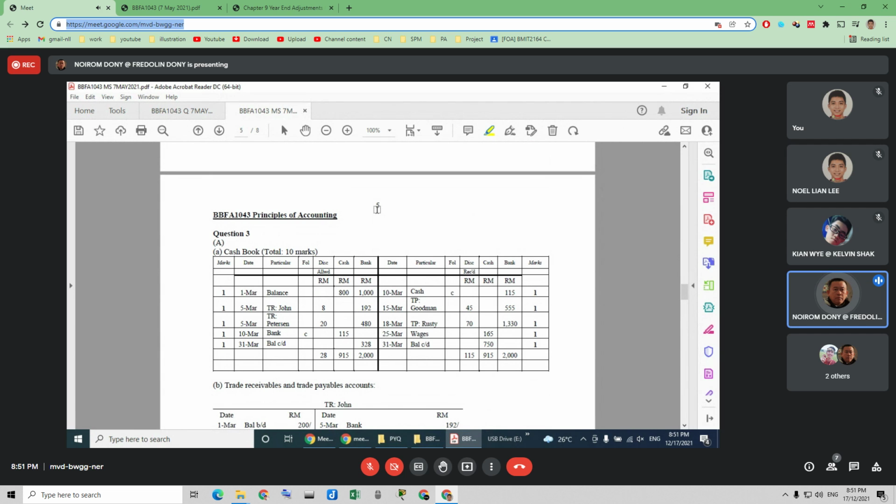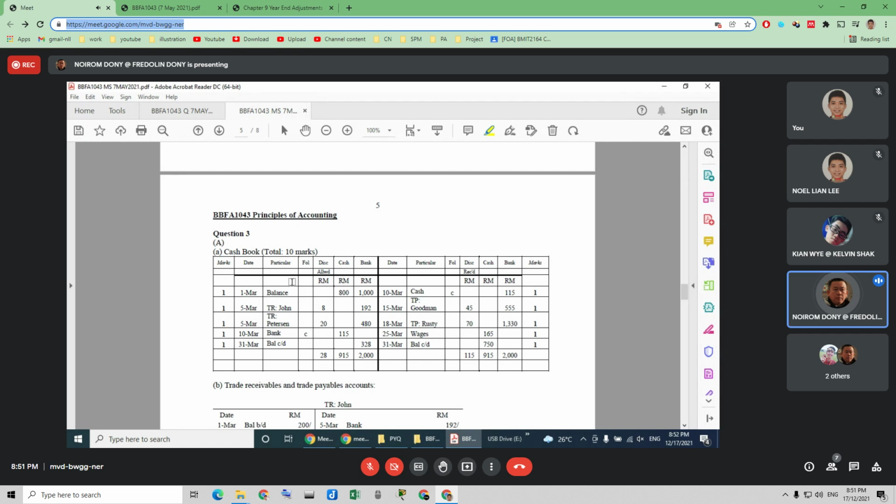Okay, so even though it was not stated in the revision guideline given, the cash book was not included, you have to prepare it in case it is included in the exam. So it's important, you need to know this. Now, let's go through one by one.